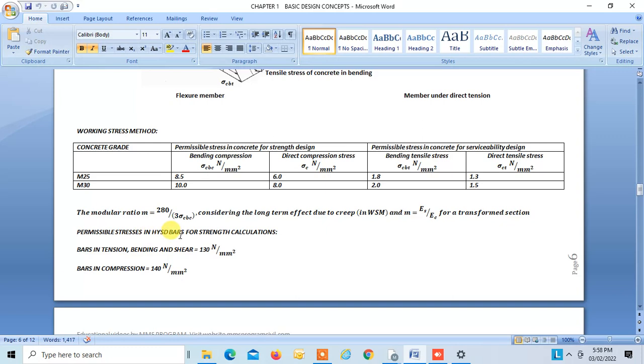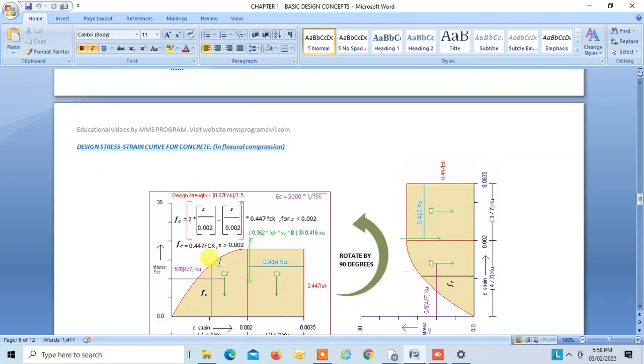Permissible stresses in HYSD bar for strength calculation, that is according to WSM. Bar in tension, bending and shear is 130 Newton per mm square. Bar in compression is 140 Newton per mm square.